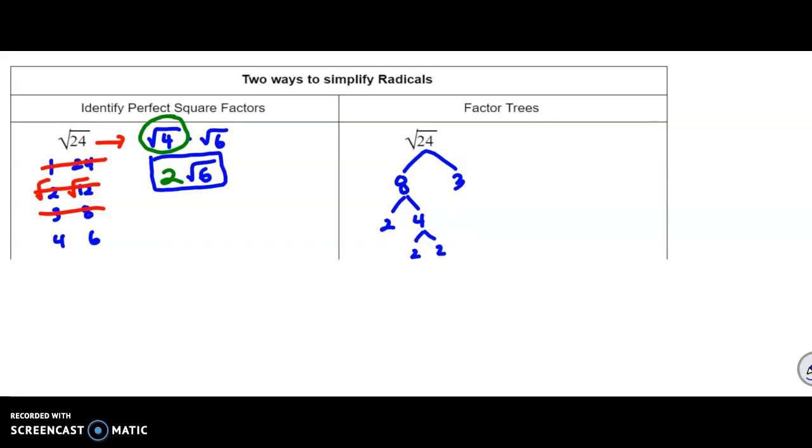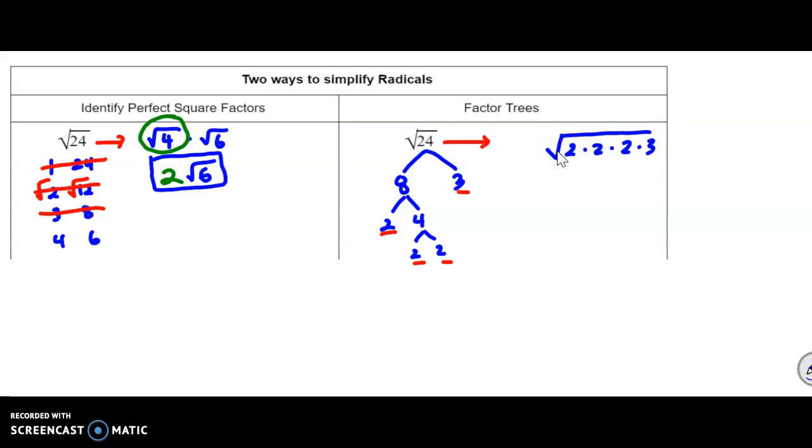So what I like to do is underline all of my factors that I end with, right? Because these numbers, 2 times 2 times 2 times 3, is what multiplies to 24. So what I'm going to do is this. The square root of 24, I'm going to rewrite it like this. So I have the factors written out under the square root as 2 times 2 times 2 times 3. Well, now what?